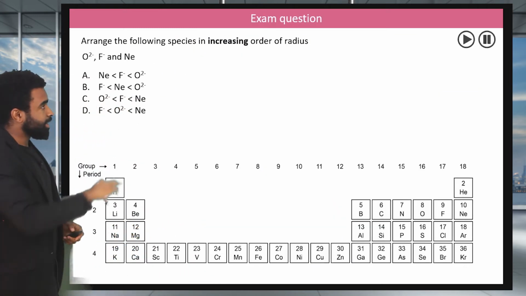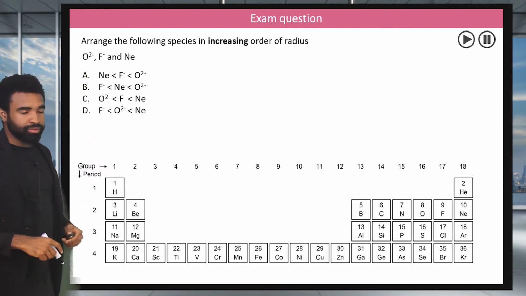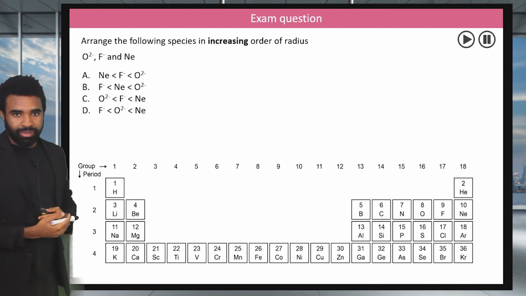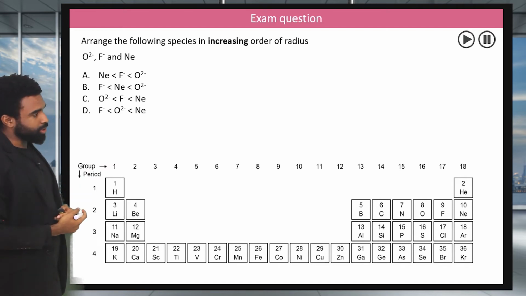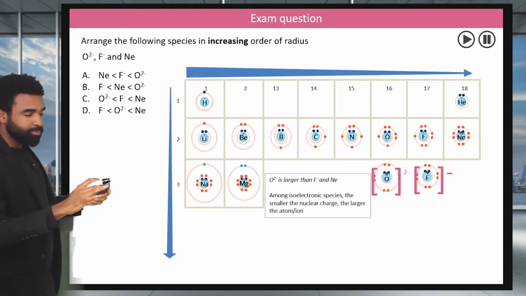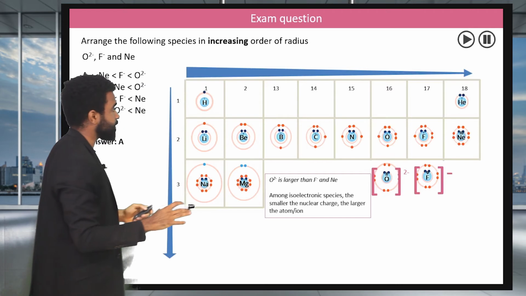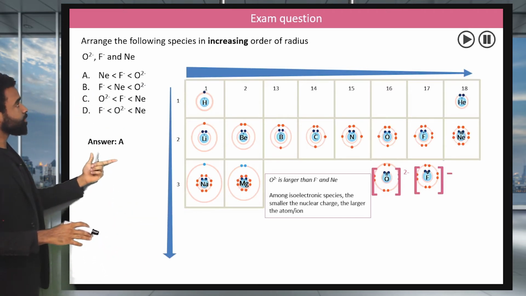Nice. Let's answer some questions. Arrange the following species in increasing order of radius. Pause the video and think about how you would answer this. In 3 seconds, I'll show you a clue. 1, 2, 3. Here's our clue. Again, pause. Make sure you feel confident in your answer. In 3 seconds, I'll show you the answer. Here's our answer, A. Okay?